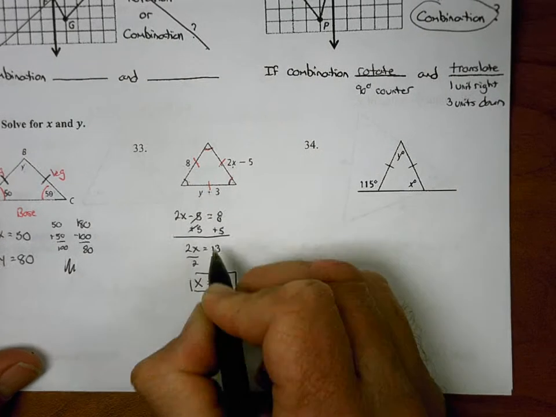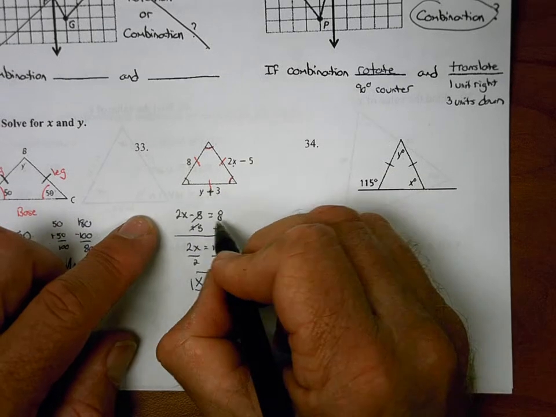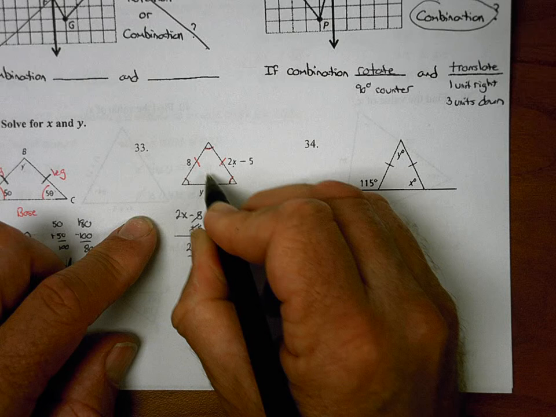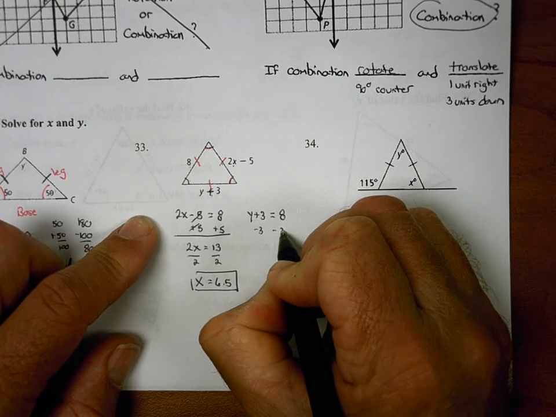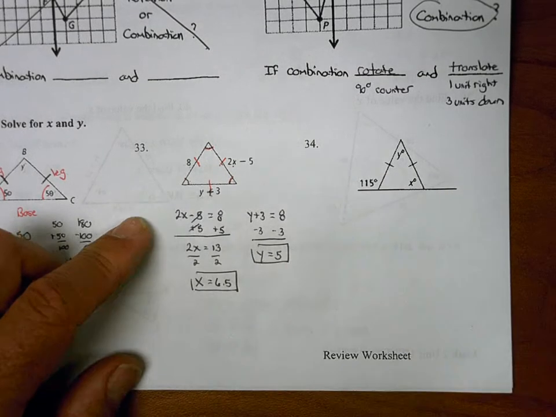Okay, to find y, we would do the same way. I'm going to assume that is a y plus 3. So I would take the y plus 3 side, and I would also make it equal to the 8 side because all the sides are equal. And I would subtract 3 from both sides, so therefore y would be equal to 5. Okay, so there's number 33.